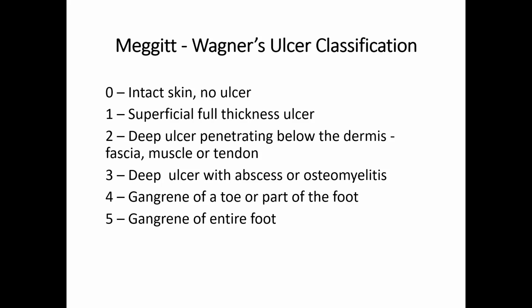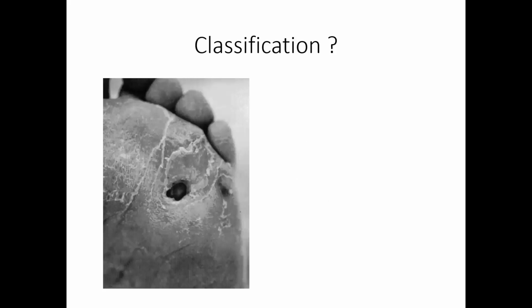So the dividing class is class 3, right? When there is bone involvement. After that, if there is gangrene of the toe or part of the foot, then that is class 4. And if the entire foot is involved, then that is class 5. So this is very important. You must learn it. It is often asked in the exams.